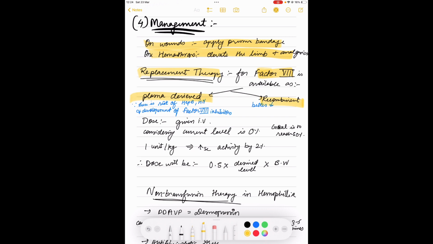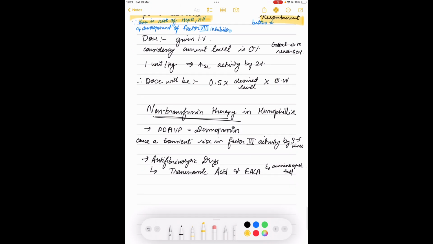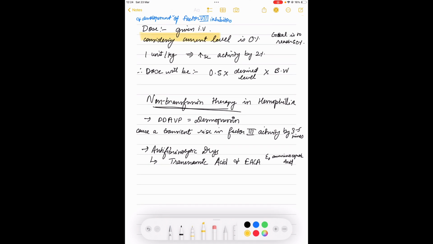Now, plasma derived products always have a risk of transfusion transmitted infections with them, such as hepatitis B and HIV, and recombinant are always relatively better. Dose can be calculated, and they can be administered IV. Non-transfusion therapy in hemophilia is DDAVP, that is desmopressin, which causes a transient rise in the factor 8 activity by 3 to 5 times, and antifibrinolytic drugs such as tranexamic acid.